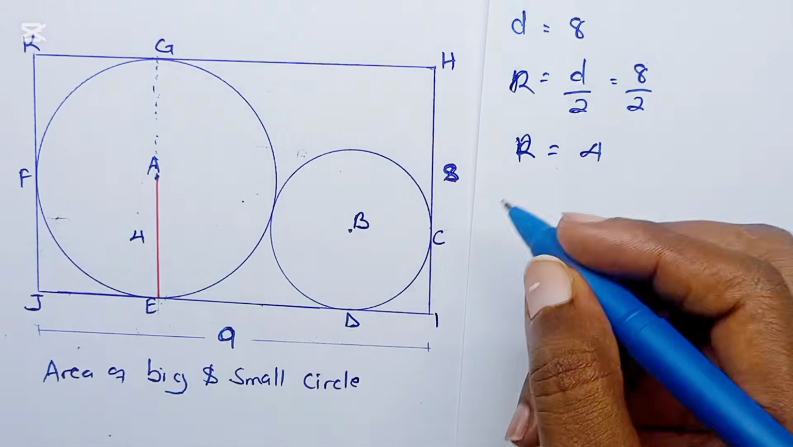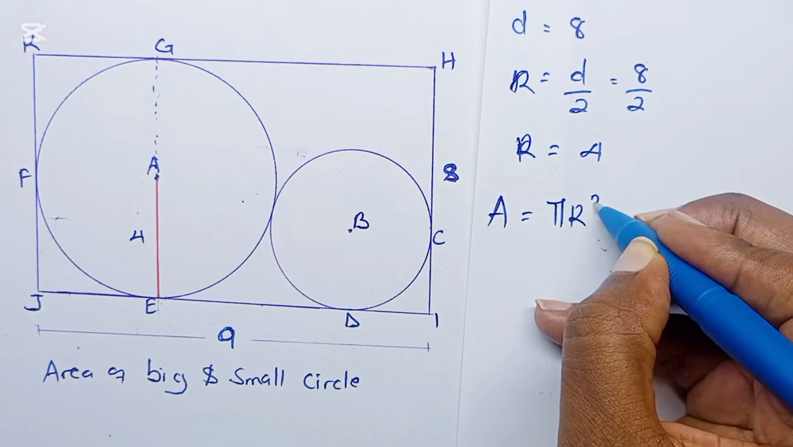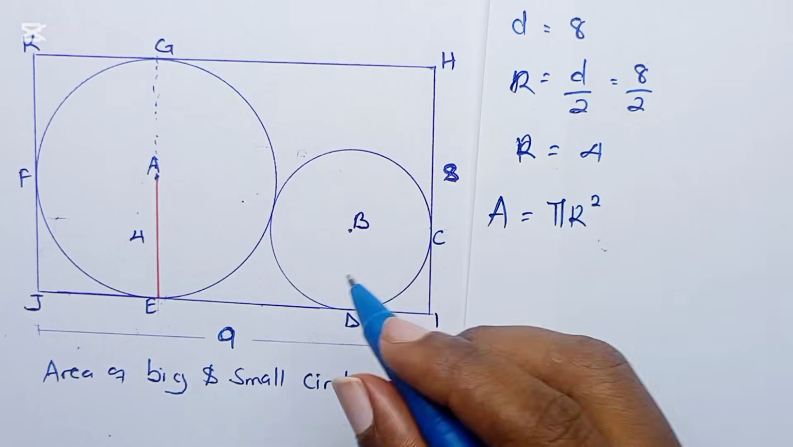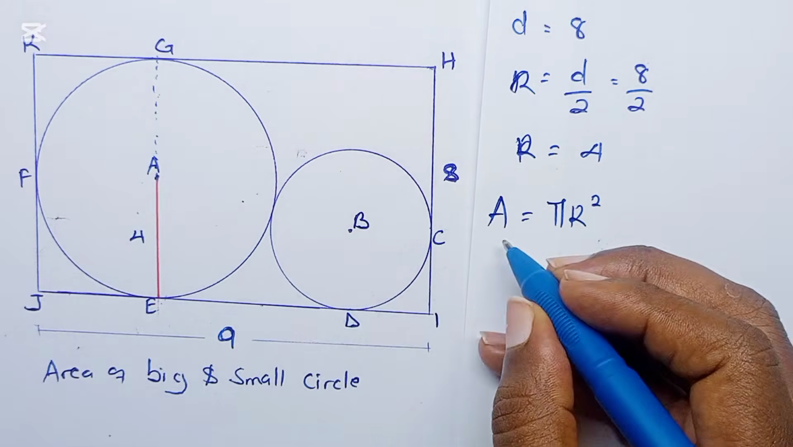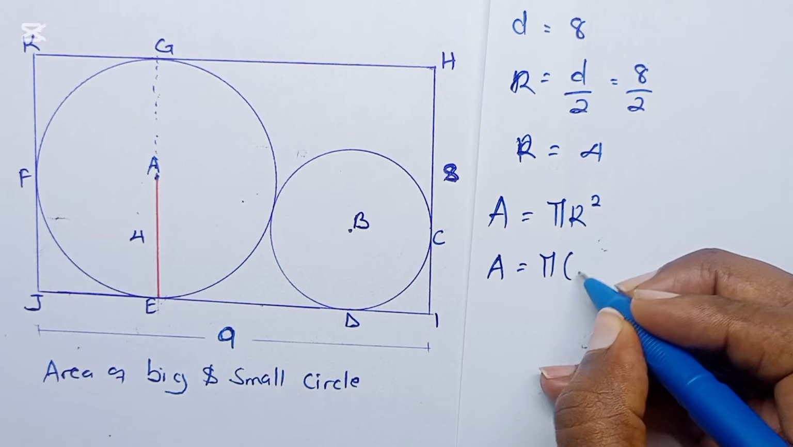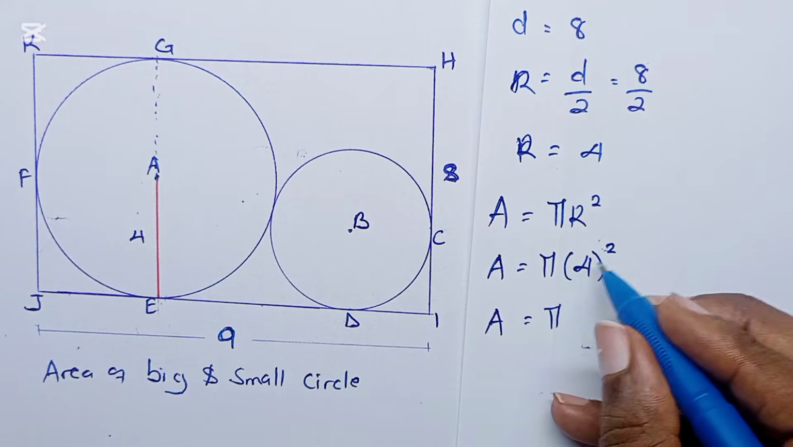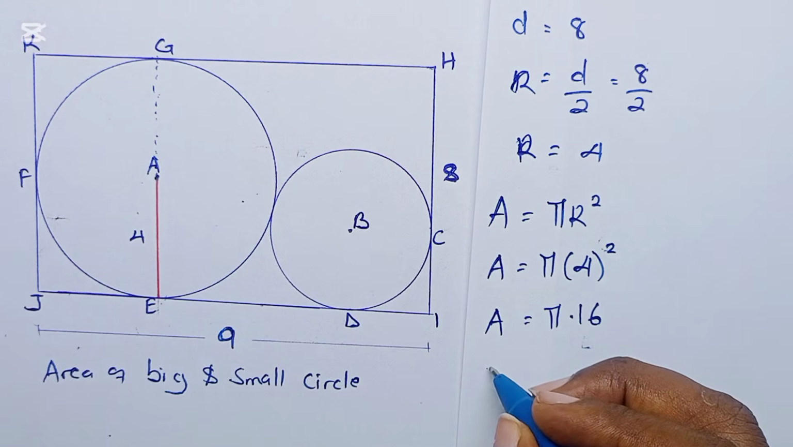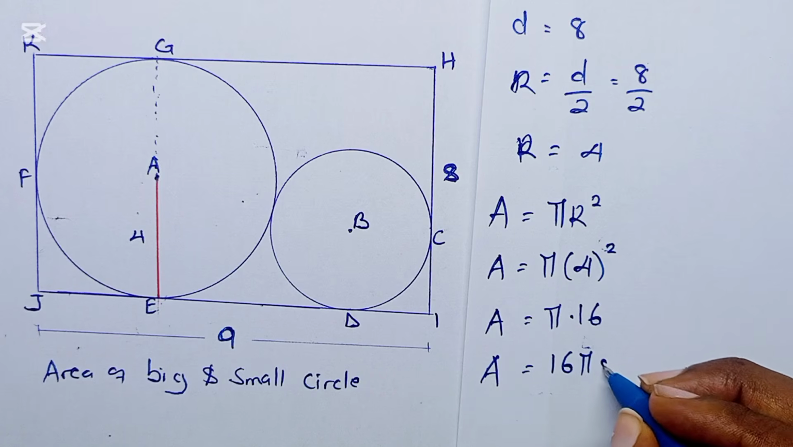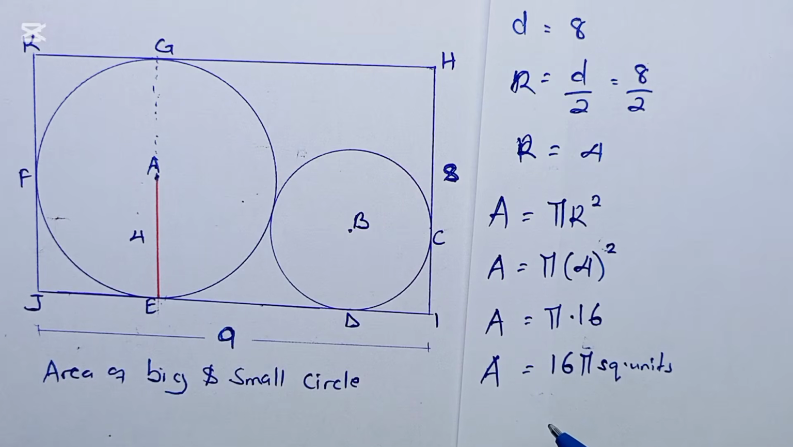Now, since we know the radius, we can easily find the area of the big circle. We know that area is pi r squared. Since for the big circle we are using capital R, then for the small circle we shall use small r. So area is pi r squared. So this will be pi, radius is 4, so 4 squared. Therefore, area is equal to pi times 16, 4 squared is 16. And therefore, area is equal to 16 pi. This is in square units. So this is the area of the big circle.